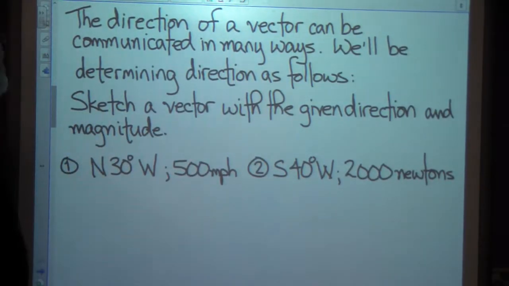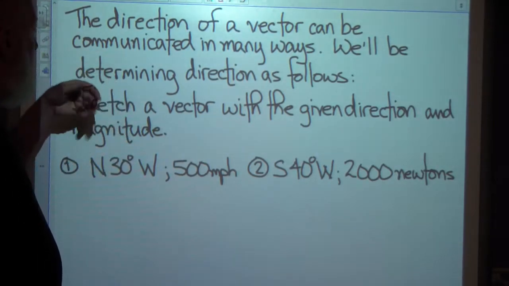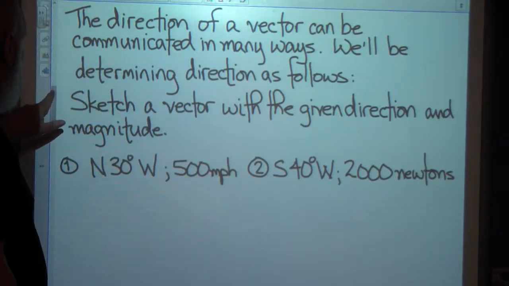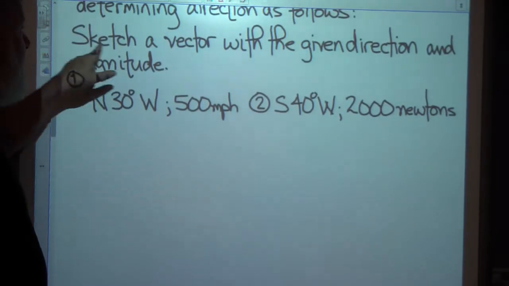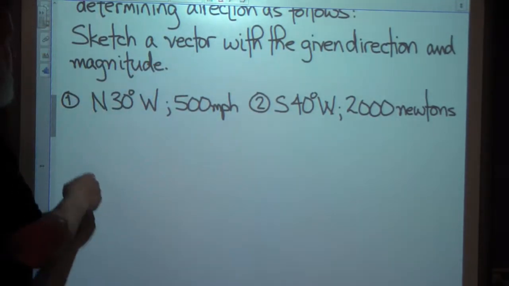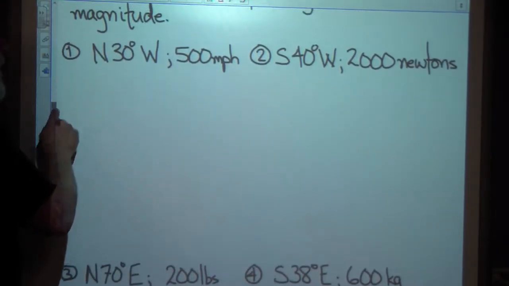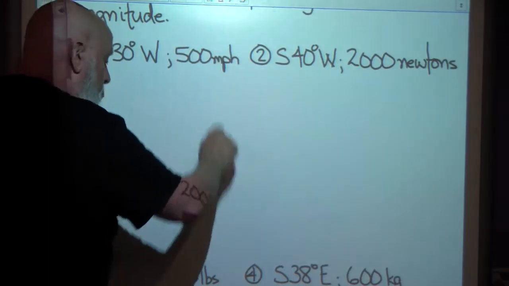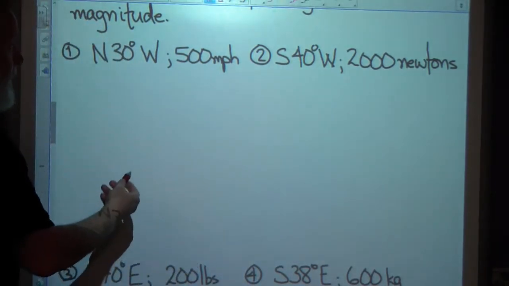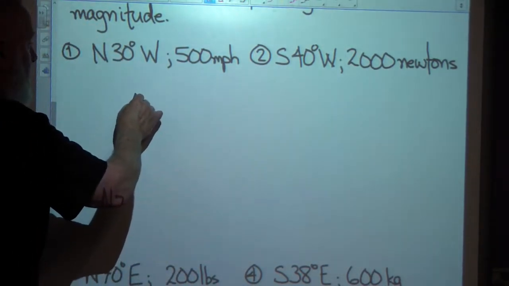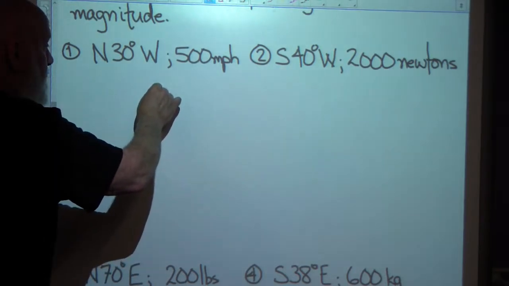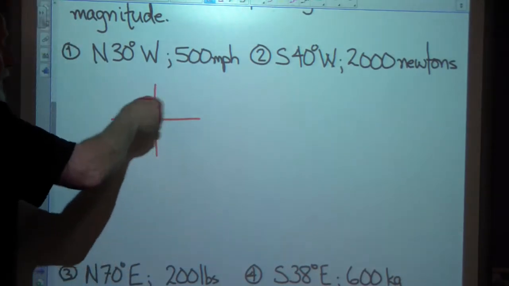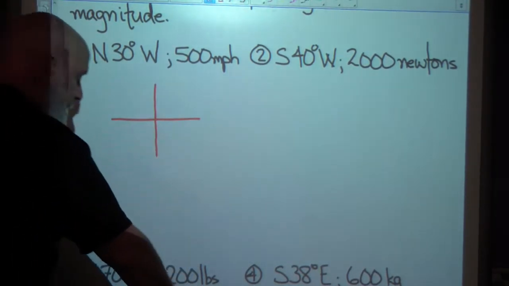The direction of a vector can be communicated in a lot of ways. We'll be determining the direction as follows. And here we go, I'm going to give some examples. Sketch a vector with a given direction and magnitude. Now I want to sketch a north 30 degrees west direction, magnitude of 500 miles per hour in this case. So here's what I would do. I'll say, well, here's north, south, east, and west. And a lot of people do this with a dotted line, but it's too hard to dot for me.